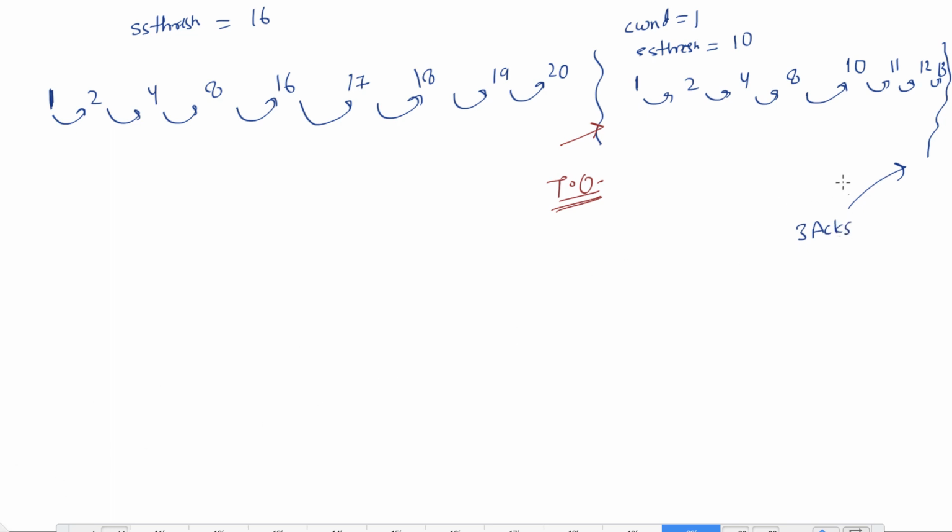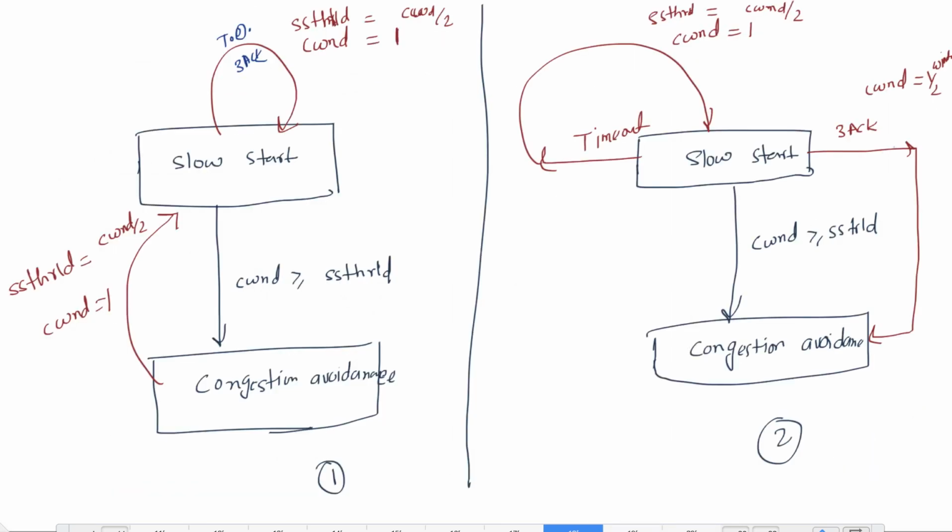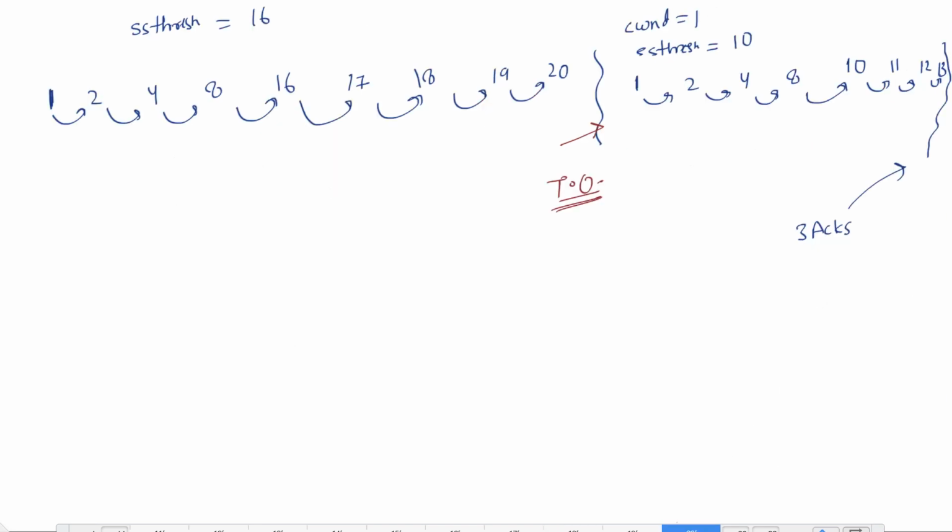If this is because of 3 ACKs, then what will you do? Just recall it. You will again move into the congestion avoidance phase, and your congestion window will reset to the current congestion window divided by 2. So you will go to the congestion avoidance phase, but you will not start with 1. You will start with half of the current congestion window.